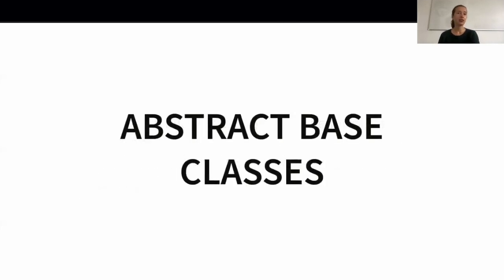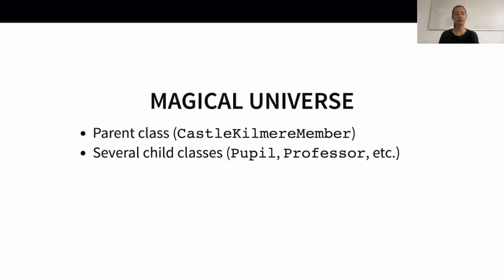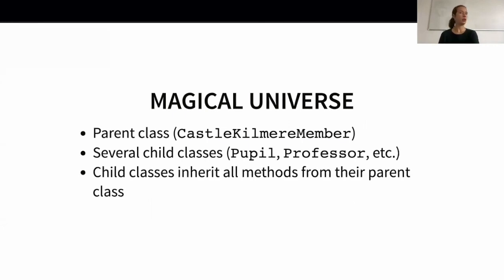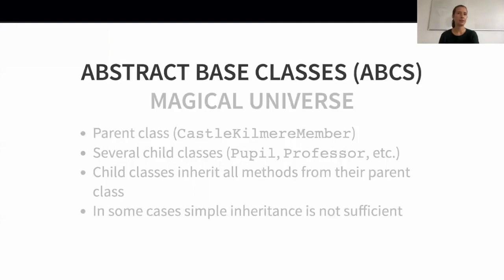Okay, so in the last 40 minutes, we have created several classes and methods. We have a parent class called CastleKilmereMember and several child classes like Professor or Pupil. As we learned in the beginning, the child classes inherit all methods from the parent class. But there are other, more advanced applications where simple inheritance is not sufficient. This is where abstract base classes come into play.